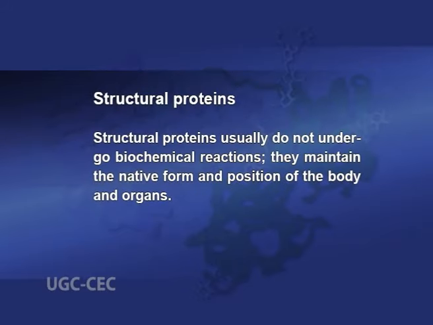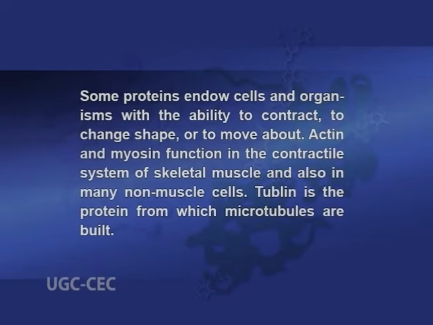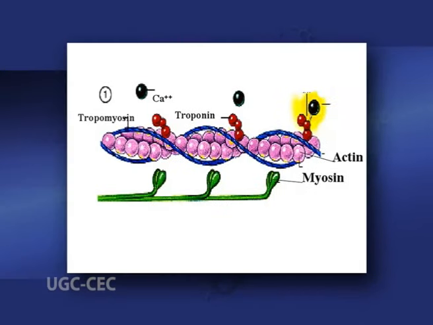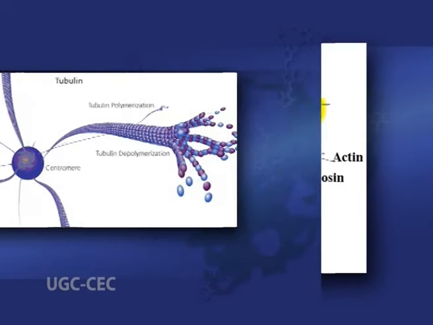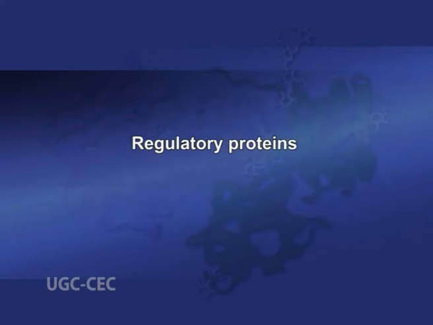Structural proteins form the next category. Structural proteins usually do not undergo biochemical reactions. They maintain the native form and position of the body and organs. The next category is motor proteins. Some proteins endow cells and organisms with the ability to contract, to change shape, or to move about. Actin and myosin function in the contractile system of proteins form the next group.